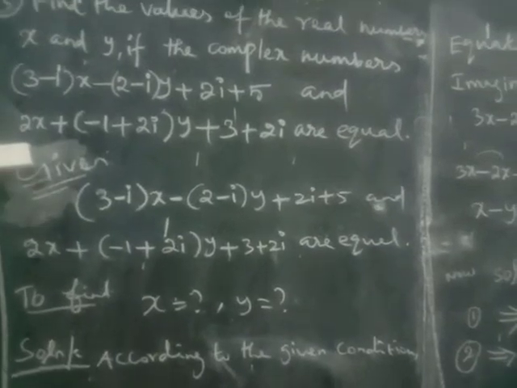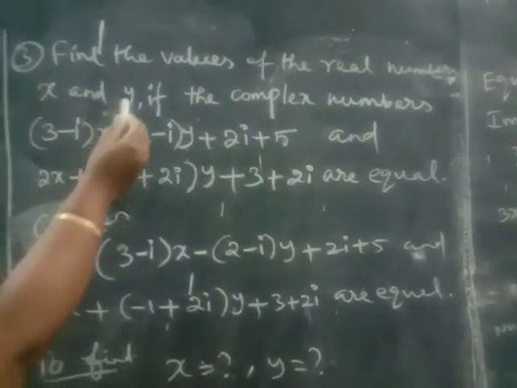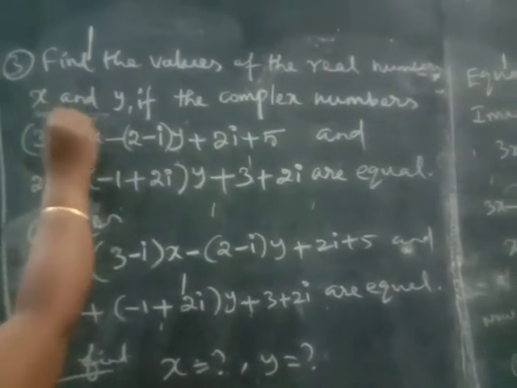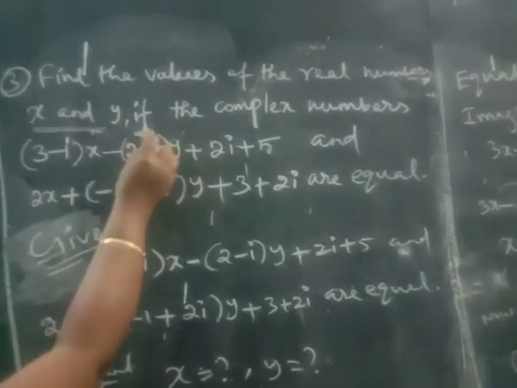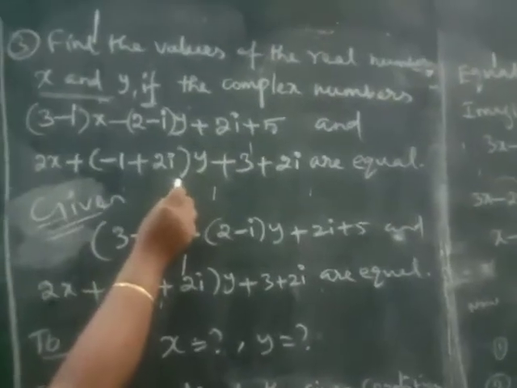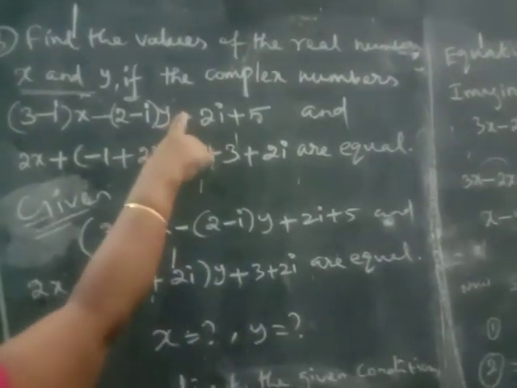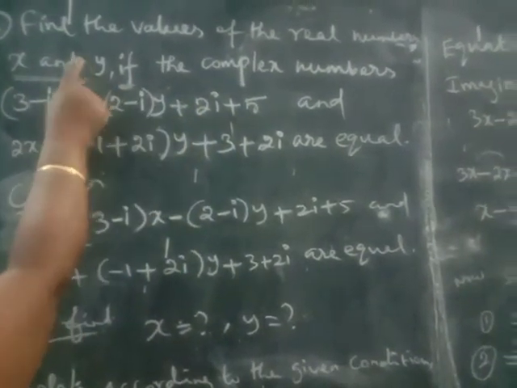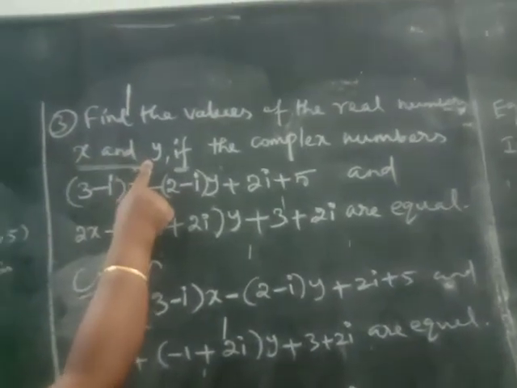See what is given in this problem? They are asking to find the value of x and y. One condition is given. What condition? These two complex numbers are equal. Okay. See, if these two complex numbers are equal, then you have to find x and y.